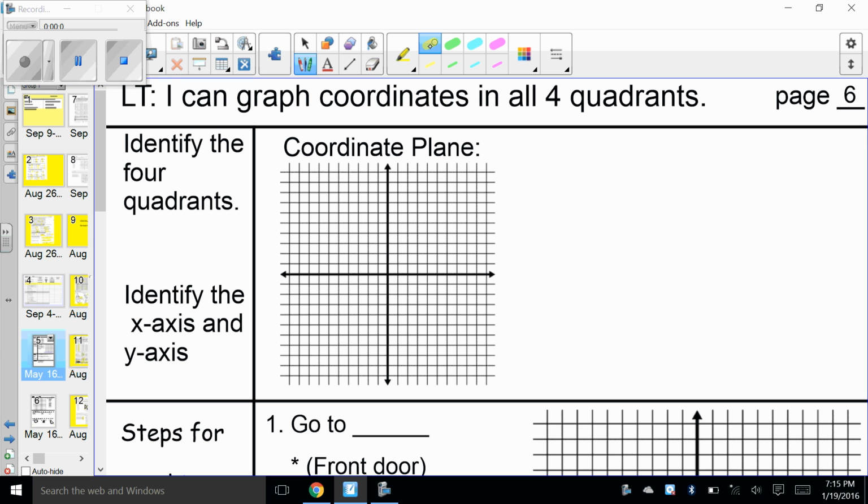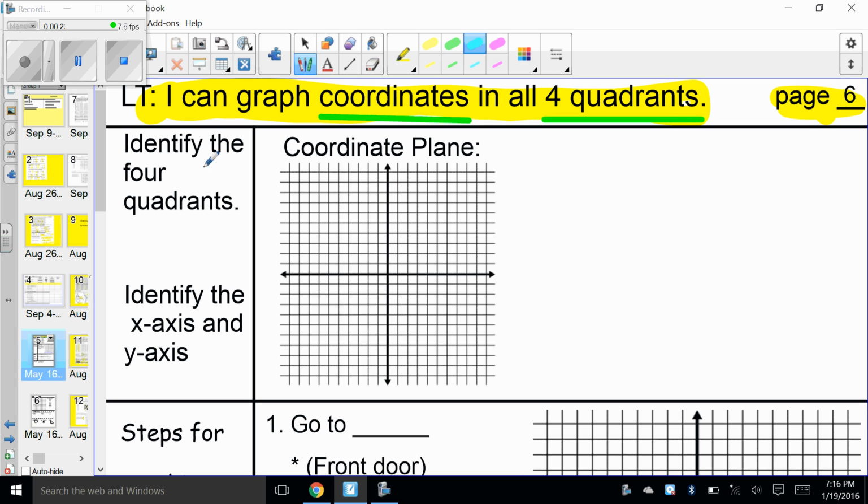Our learning target for today's 7th grade is I can graph coordinates in all 4 quadrants. Graphing coordinates in all 4 quadrants. You should be on page 6. Now what's tricky about this is these words sound similar. They're not spelled the same way, but they sound like they could be similar topics. So we have coordinates and we have quadrants.